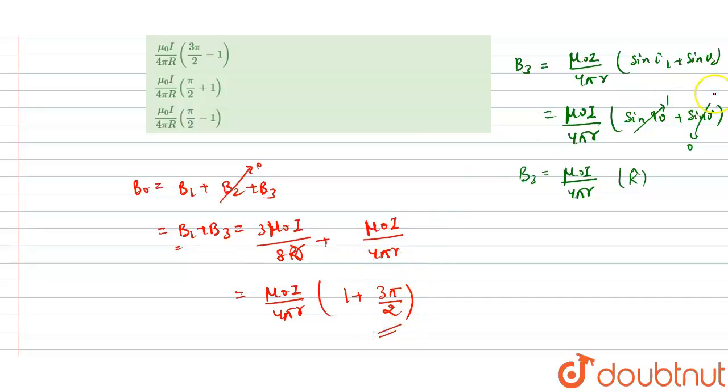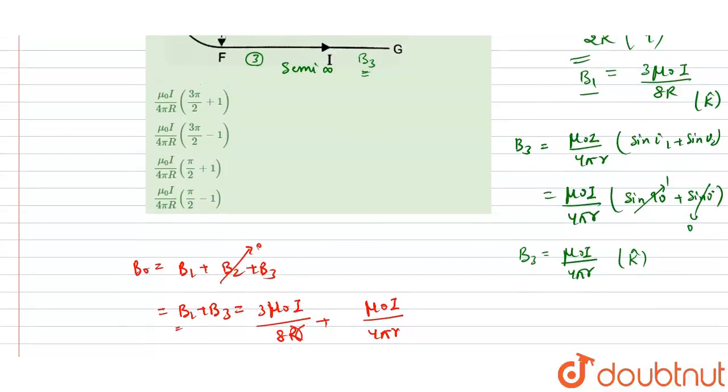Now let us see the options given in the question. Option 1 says mu naught I divided by 4 pi r into 1 plus 3 pi by 2. So option A will be the correct answer for this question.